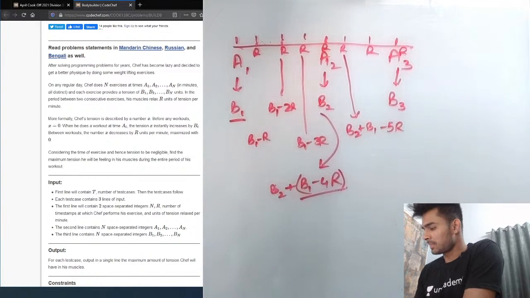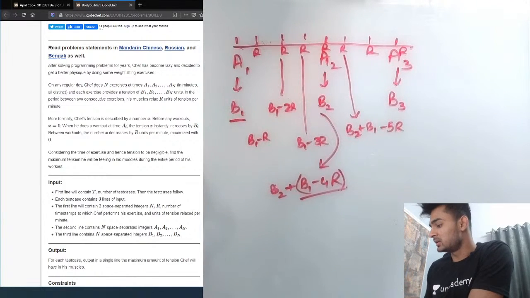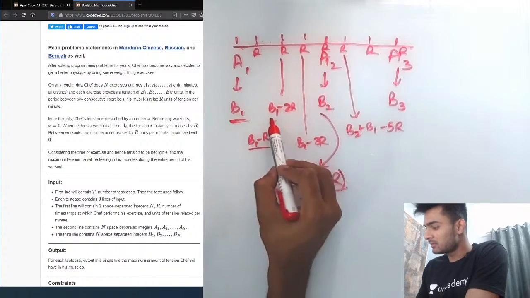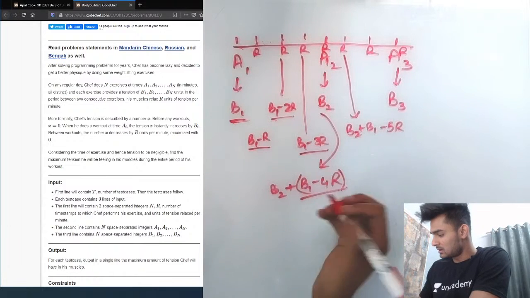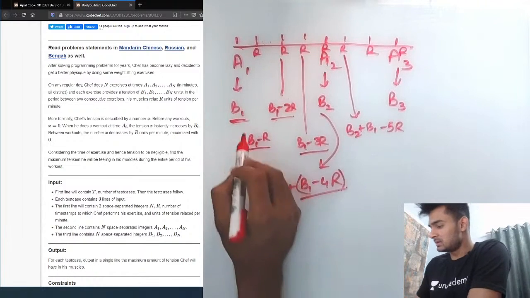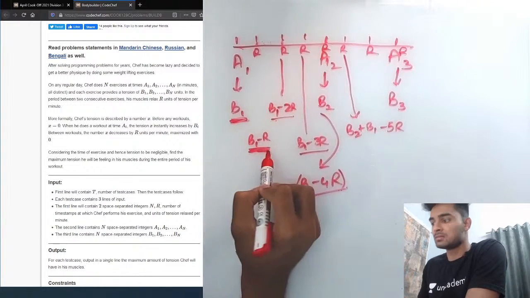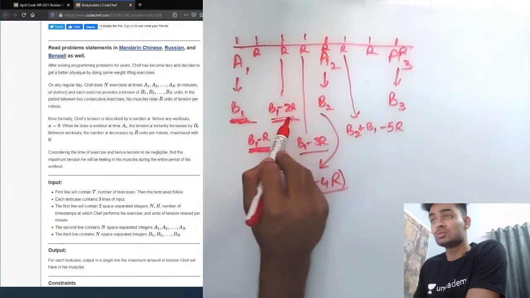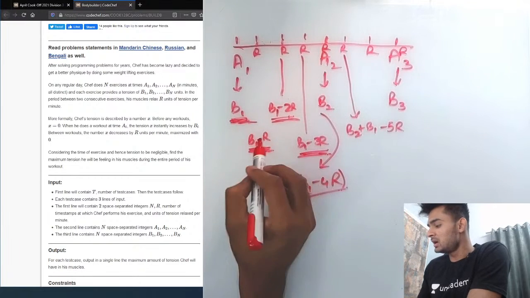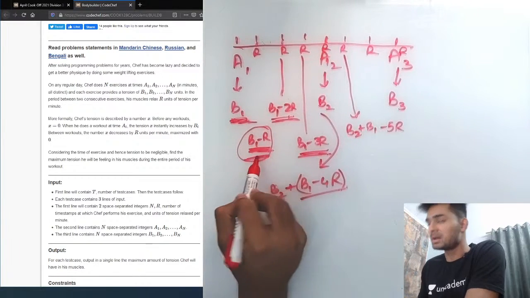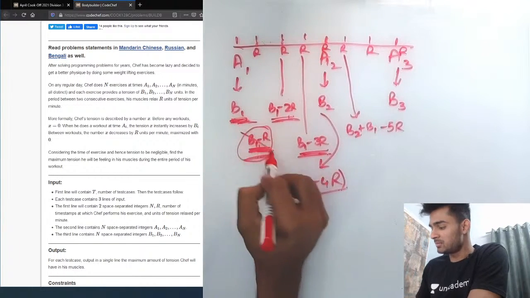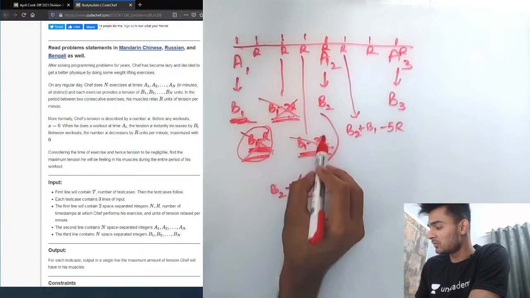There is one observation that we need to make. If you see, we have B1 here, B1 minus R here, B1 minus 2R, B1 minus 3R, B1, B2 plus B1 minus 4R, and so on. This B1 is greater than B1 minus R, and also greater than B1 minus 2R. So we do not even need to check if this is a maximum value, because we know that a bigger value already exists. So we can simply remove these values.